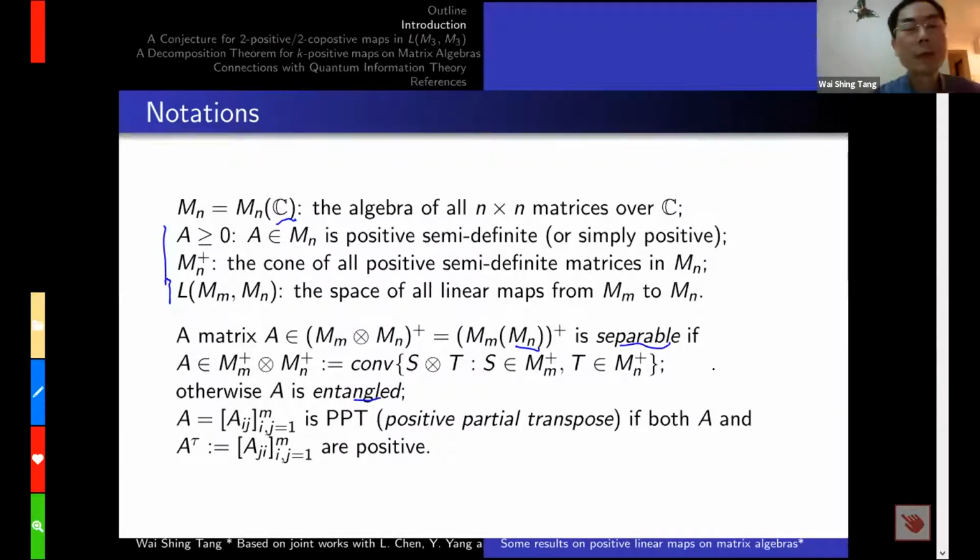Okay. Now, of course, we know that this is properly contained in the set of all positive semi-definite matrices, and most of the time we don't have equality, unless, in the context of matrix algebras, m or n is 1, right? Yeah. So a matrix is said to be PPT if both A and its so-called partial transpose, which is basically the transpose in the blockwise manner, are also positive. Okay.